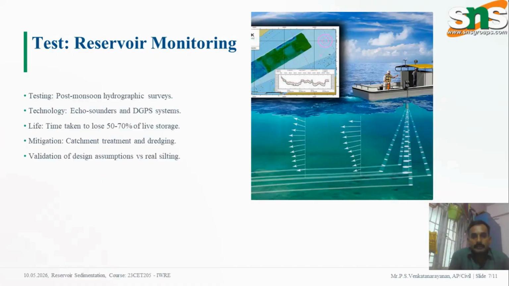Reservoir life is generally defined as the time required to lose about 50 to 70% of live storage during the sedimentation process. Engineers use monitoring data to compare actual silting rates with predicted values. If excessive sedimentation is observed, mitigation measures such as catchment area treatment, afforestation, and dredging can be implemented. Continuous monitoring ensures sustainable reservoir operations and helps extend project life.